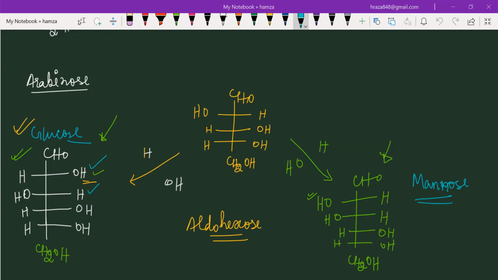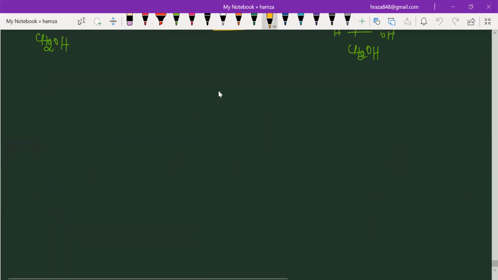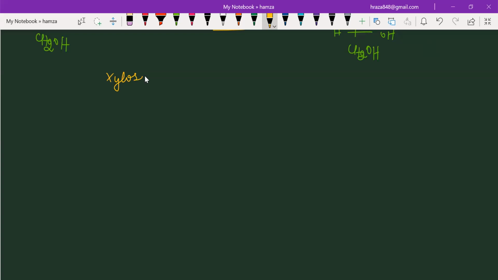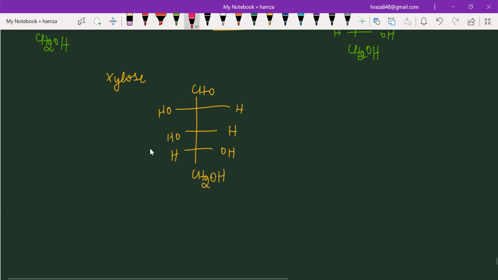Are you done with this, Nafisa? Yes, sir, finished. Now we are going to derive from two more, and the second last is xylose. And we know that xylose has a structure CHO and then H on the right, OH on the right, and then again H on the right and OH on the right, and then you can write OH, H. This will be OH, this will be OH, and this is CH2OH. So if you are going to add H on the left and OH on the right, between this carbon and the first two carbons.